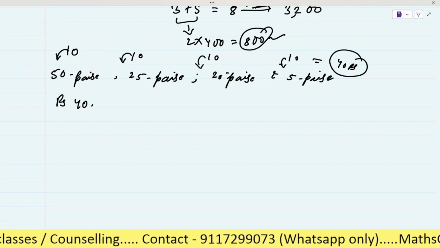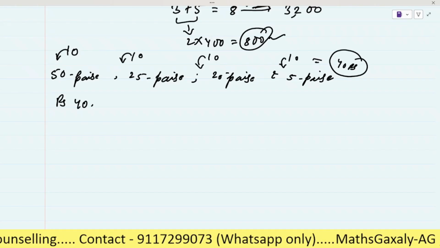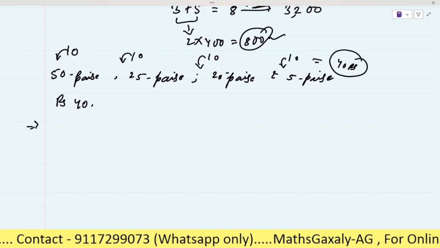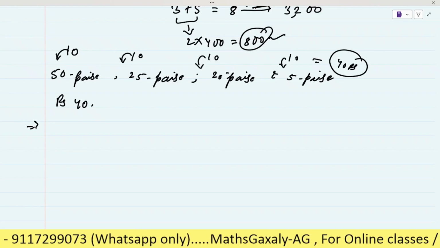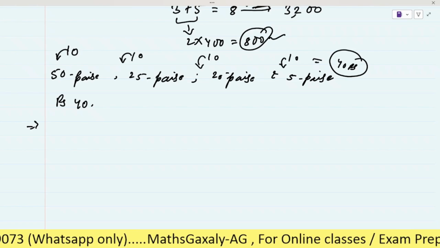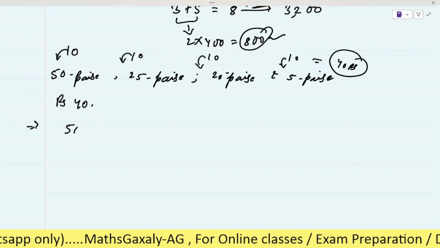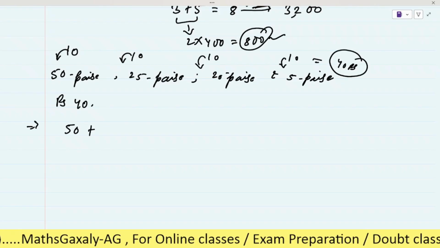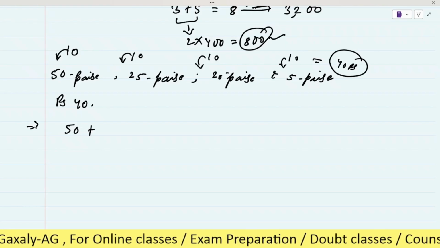But the number for all will be the same. Okay, let's see how we will do it. Suppose the bag contains only one coin for each: one coin of 50 paise, one coin of 25 paise, one coin of 20 paise and one coin of 5 paise. So whatever value we get for X, that value will be equal to 40.